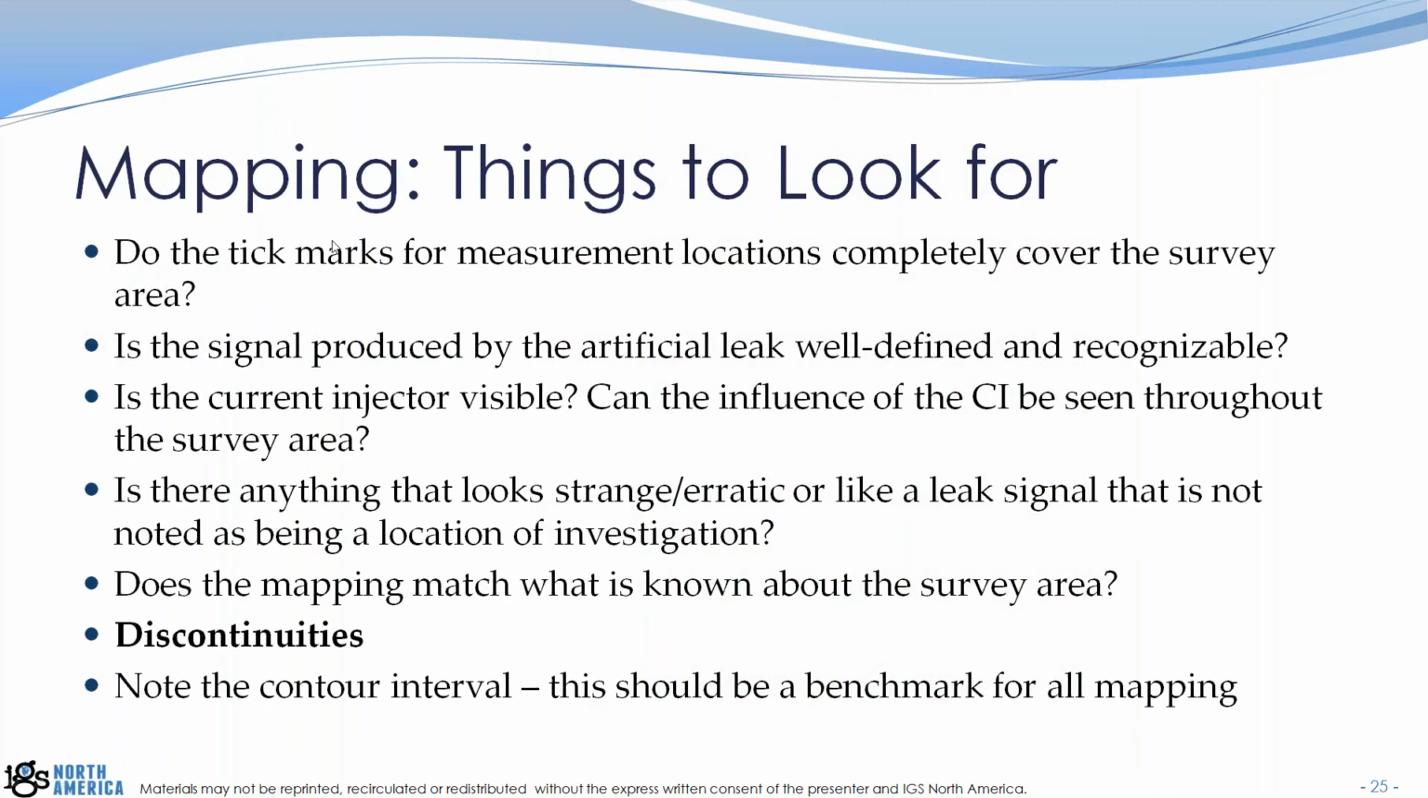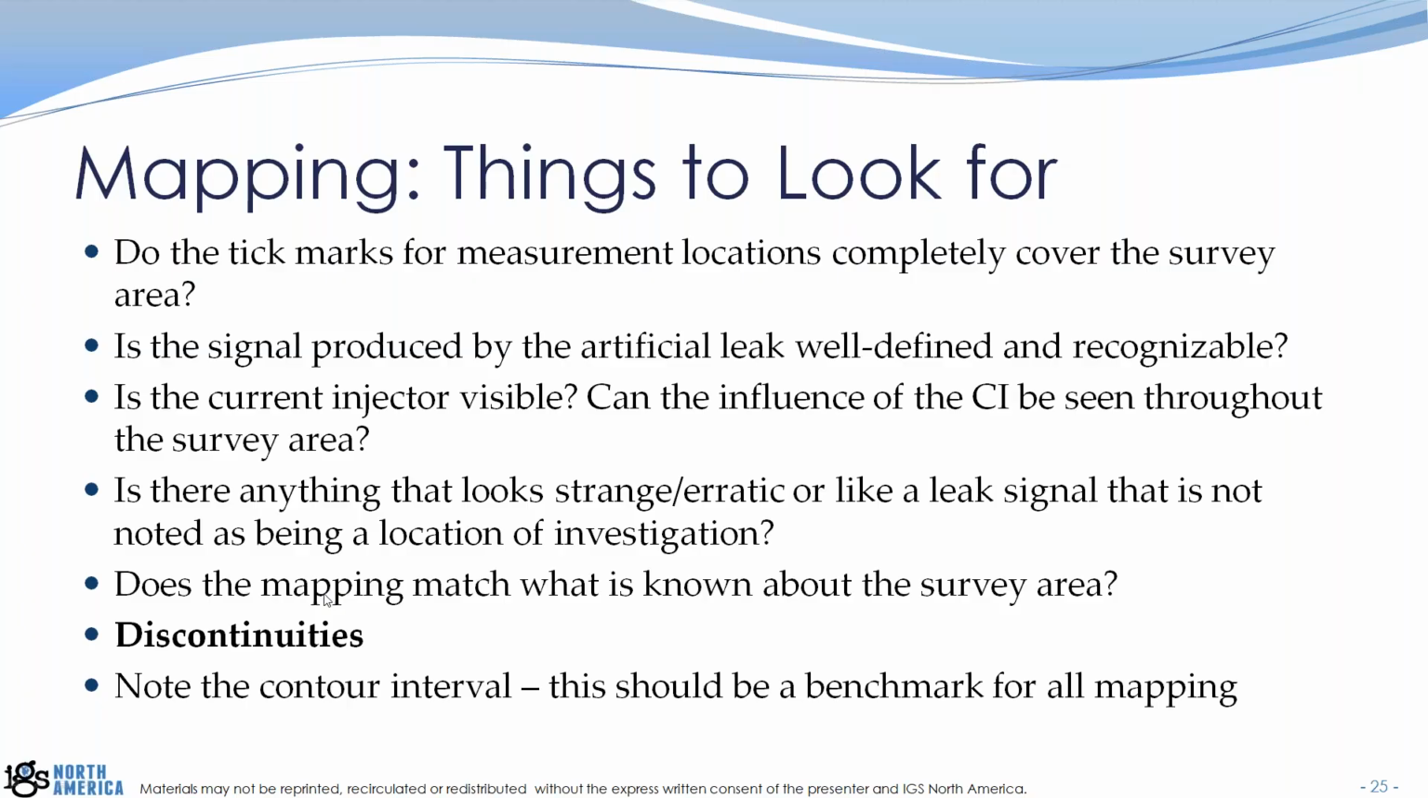So things to look for on these maps. Do the tick marks completely cover the survey area? Is the signal produced by the artificial leak well defined and recognizable? Is the current injector visible? Can the influence of the current injector be seen throughout the survey area? Is there anything that looks strange or erratic or like a leak signal that's not addressed, that's not noted as being a location for investigation?